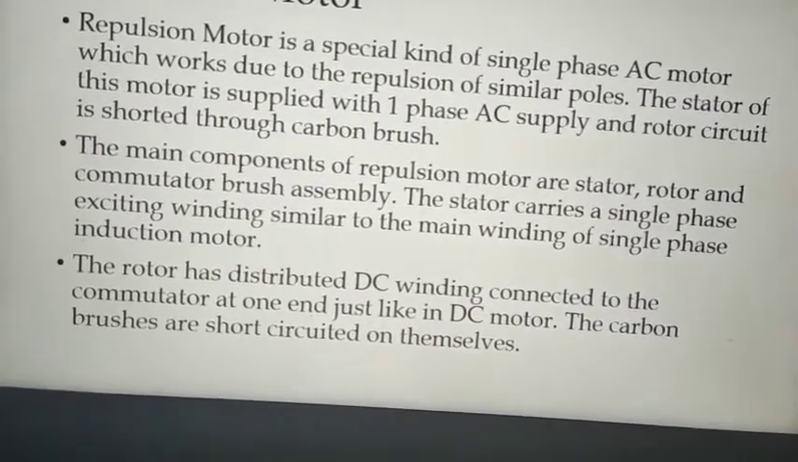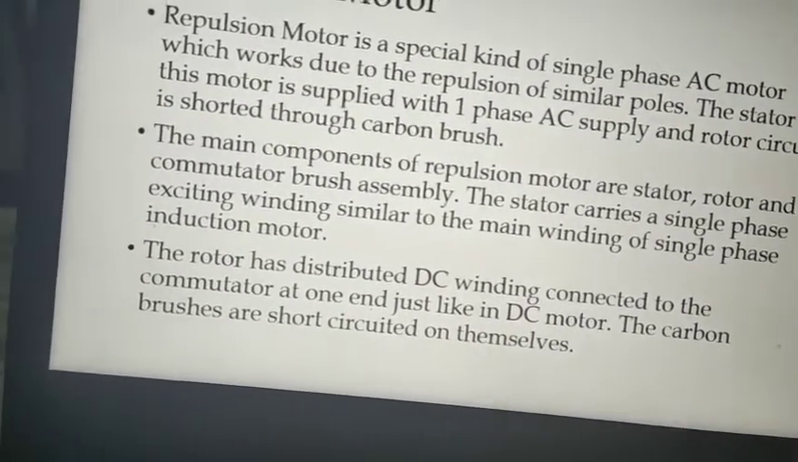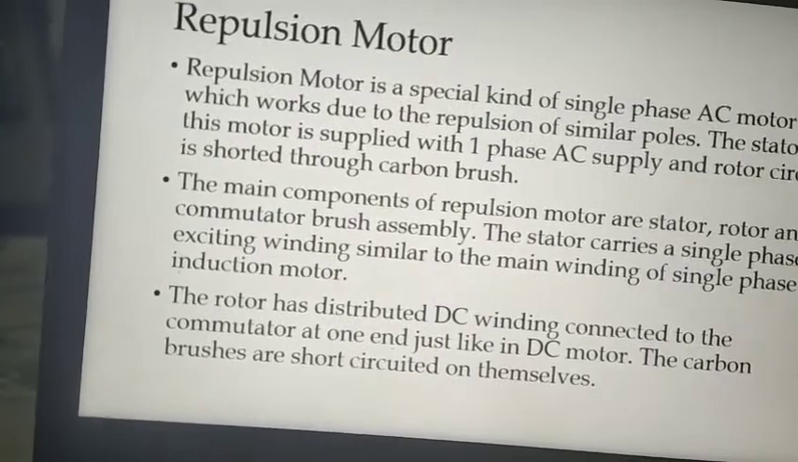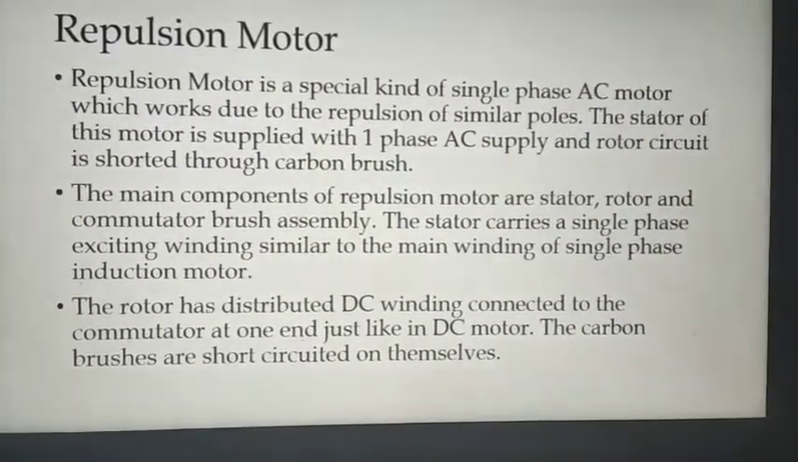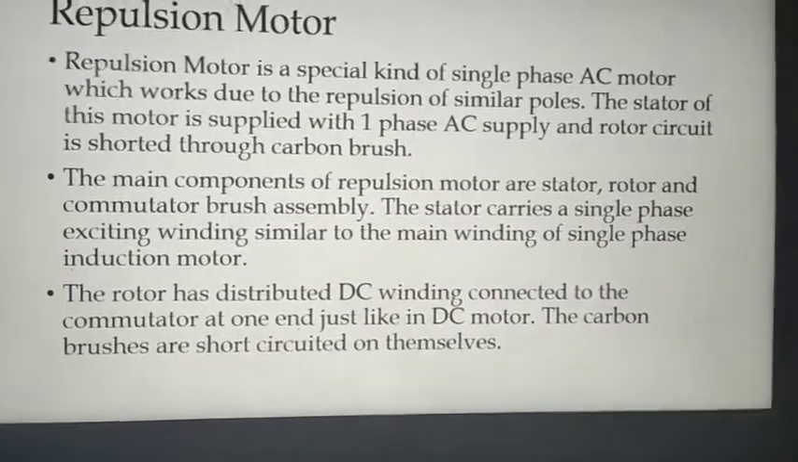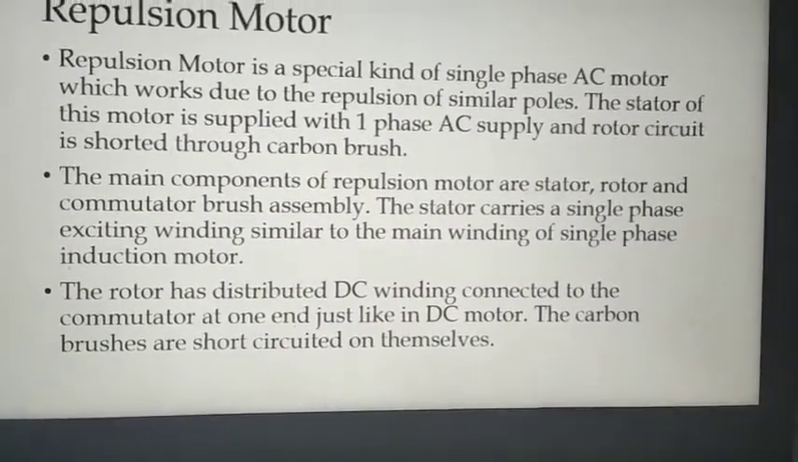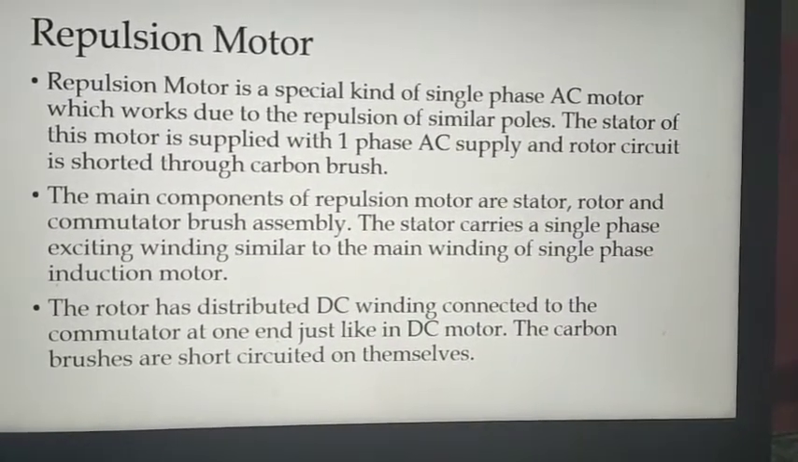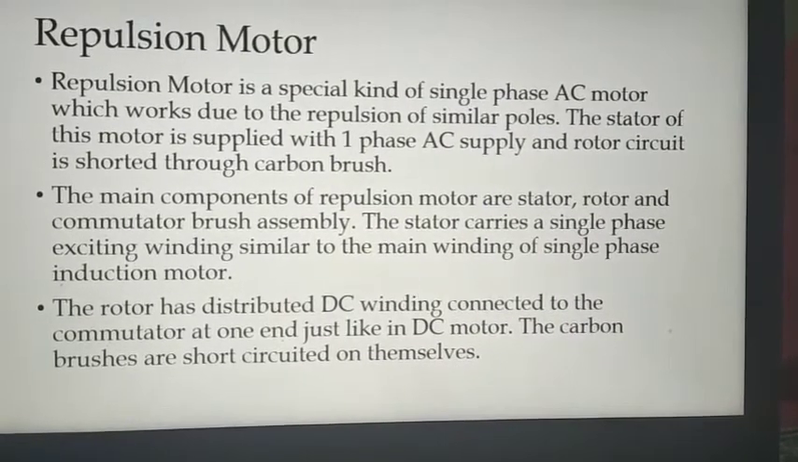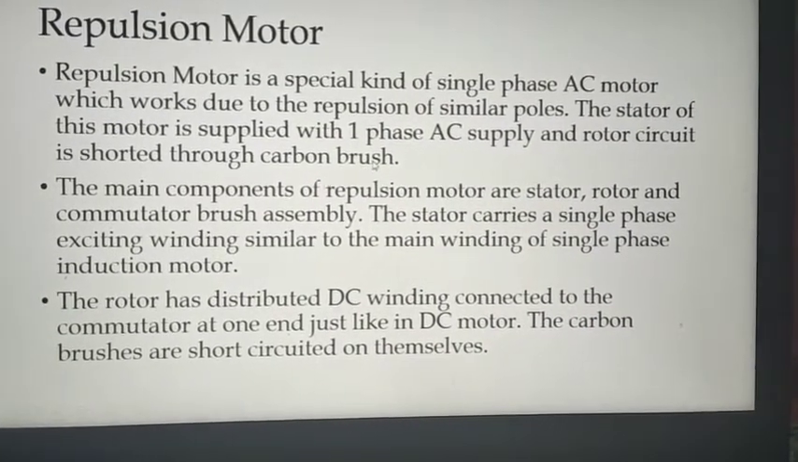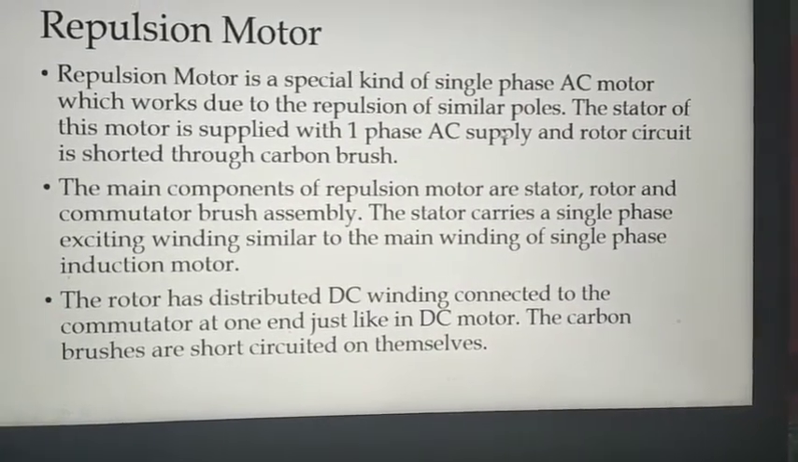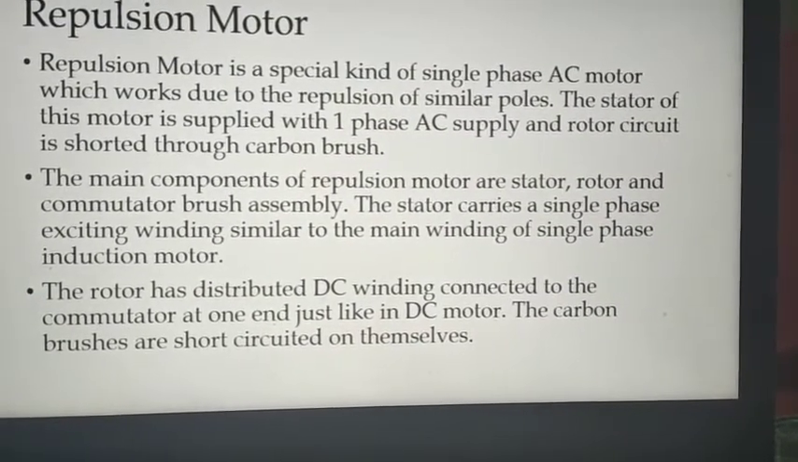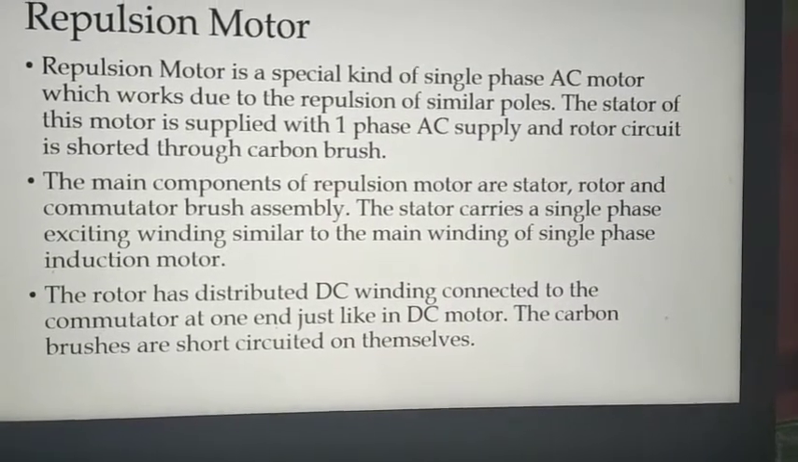The next one is the repulsion motor. We know a magnet has both attraction and repulsion. In this motor we use repulsion. By using that repulsion we create the force to rotate the machine, that is the repulsion motor. The repulsion motor is a special kind of single phase AC motor which works due to the repulsion of similar poles. As I already said, similar poles repel each other, and that is mainly used.